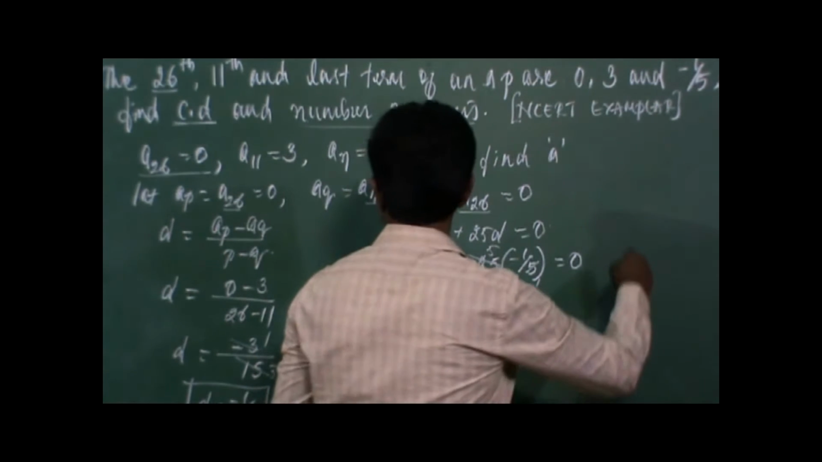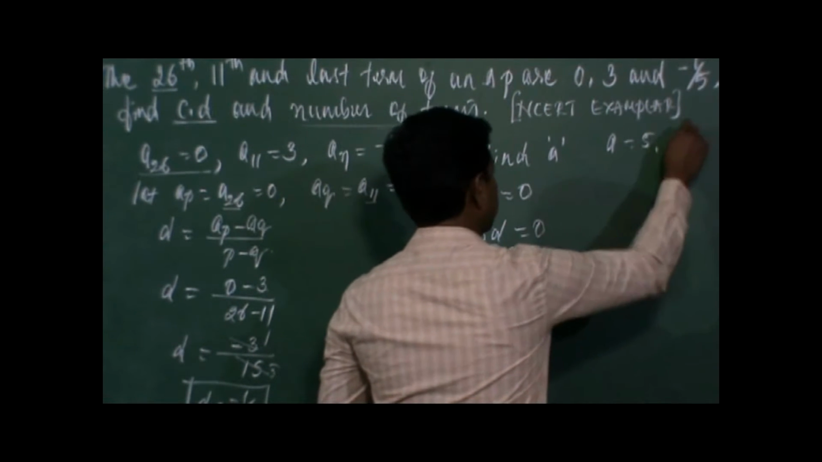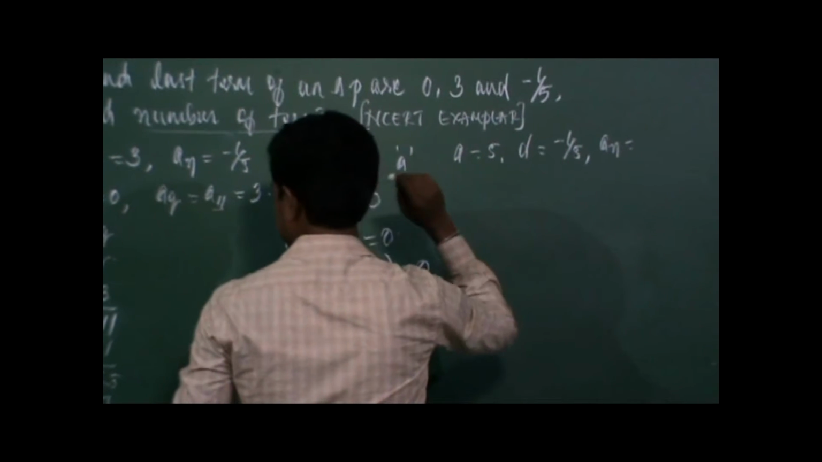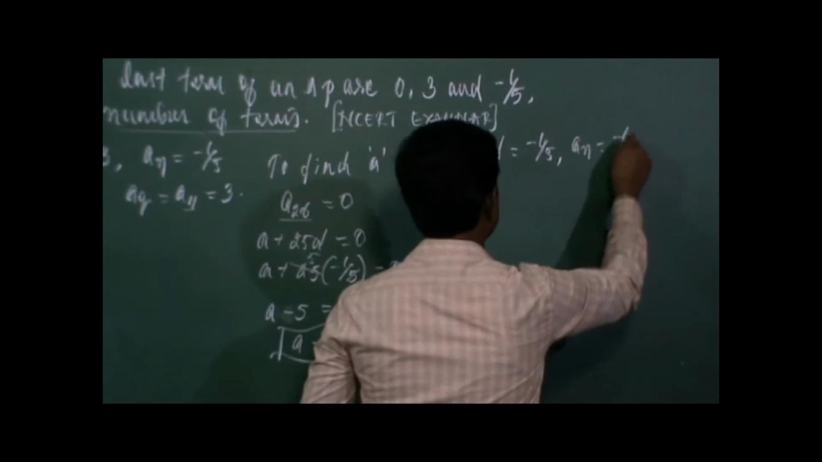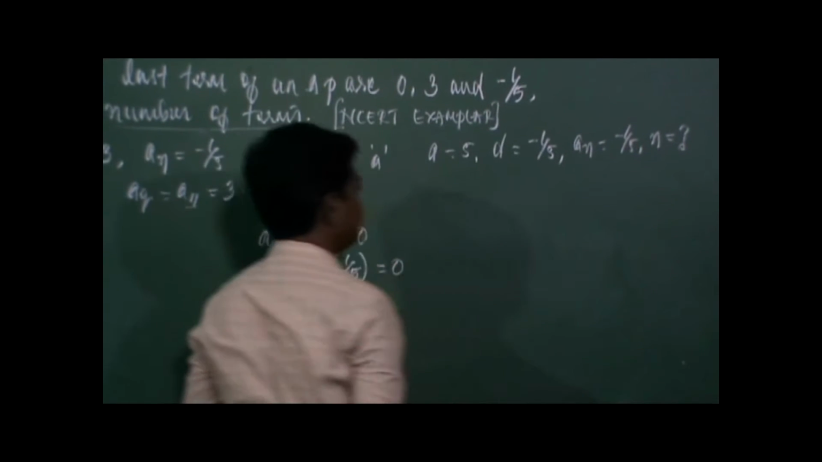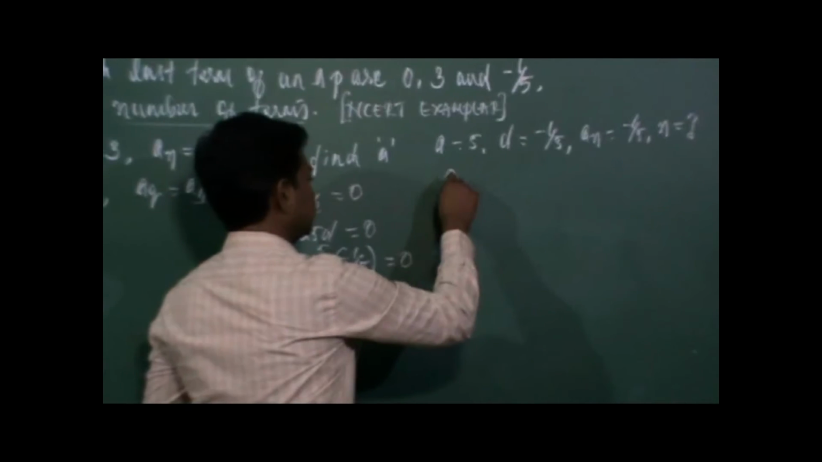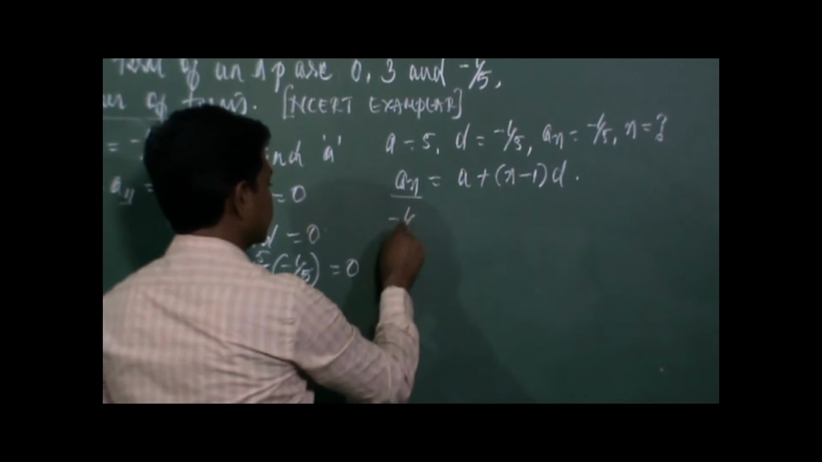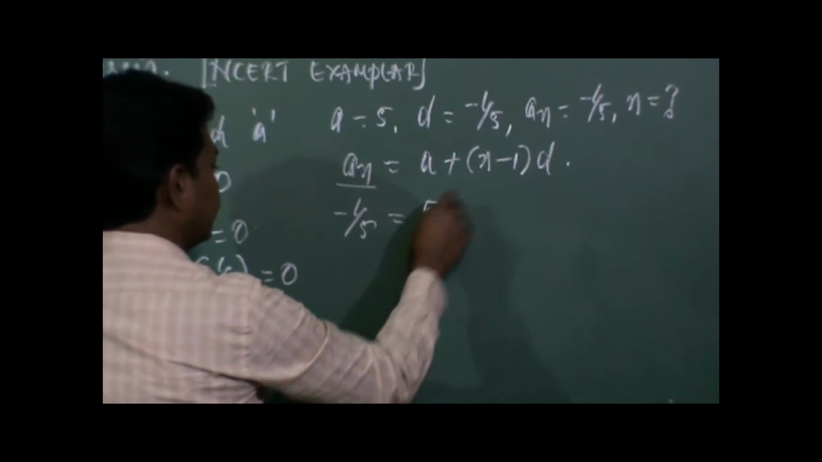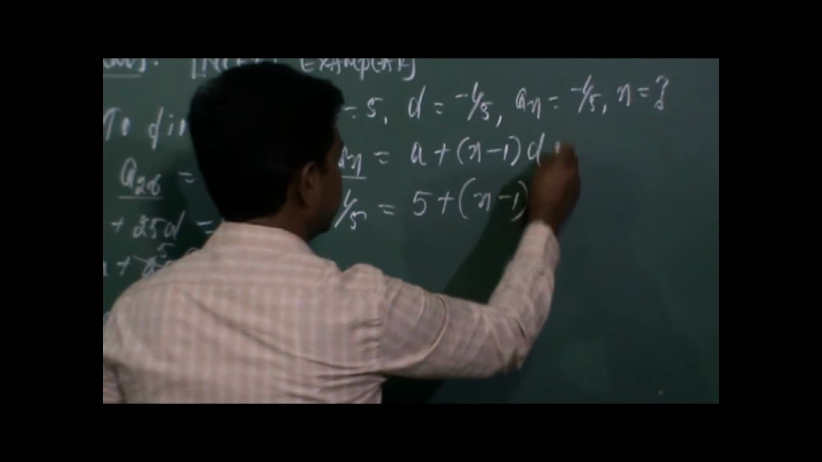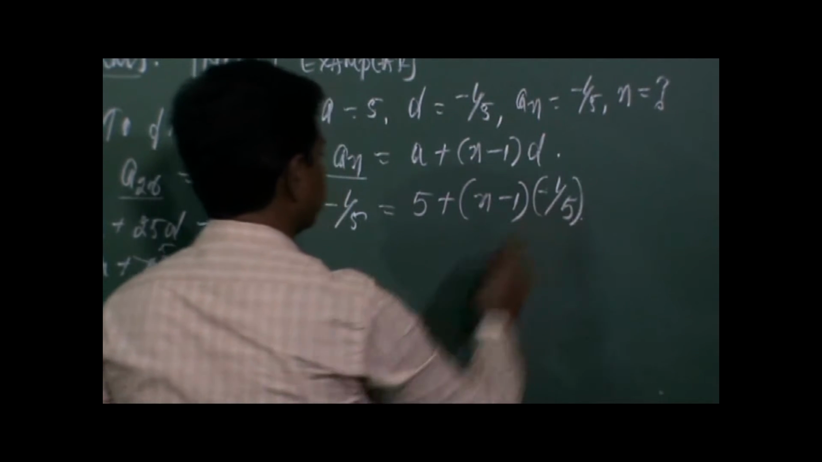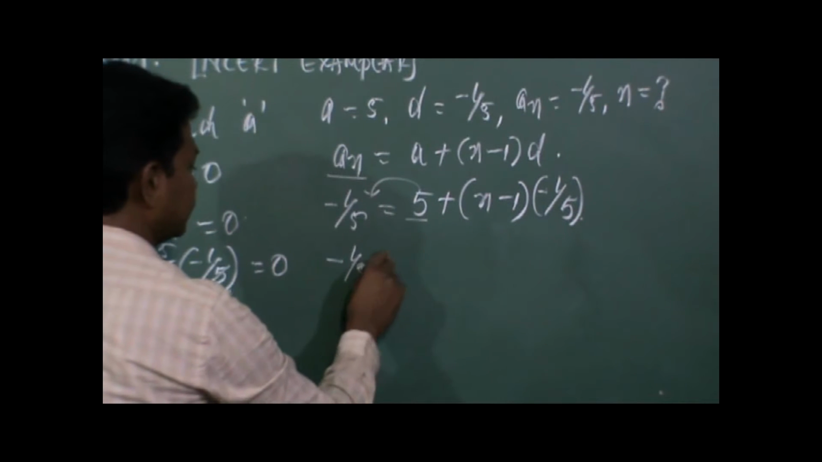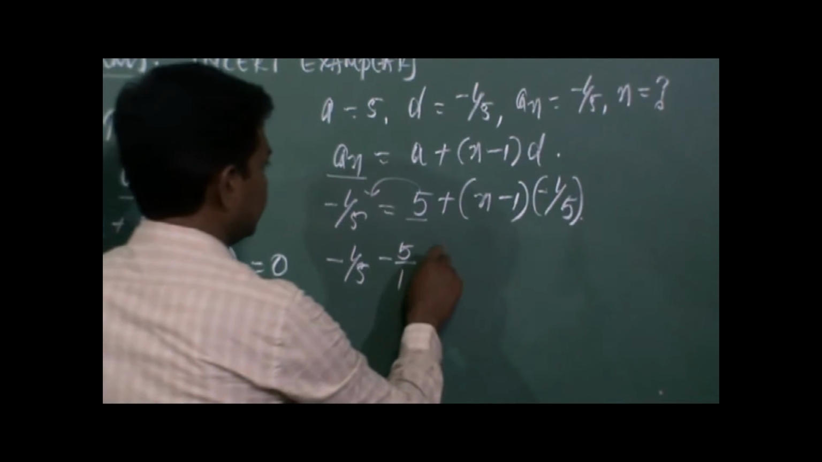I will write down the data once again. A is equal to 5, d is equal to minus 1 by 5, the nth term is again minus 1 by 5. You have to find the value of n. Let us apply the formula. The nth term is equal to A plus n minus 1 into d. So the nth term, minus 1 by 5, is equal to the A value 5 plus n minus 1 into the d value, minus 1 by 5 again. So minus 1 by 5, you transpose this 5 to the LHS, that becomes minus 5 by 1, understood, is equal to the remaining thing.